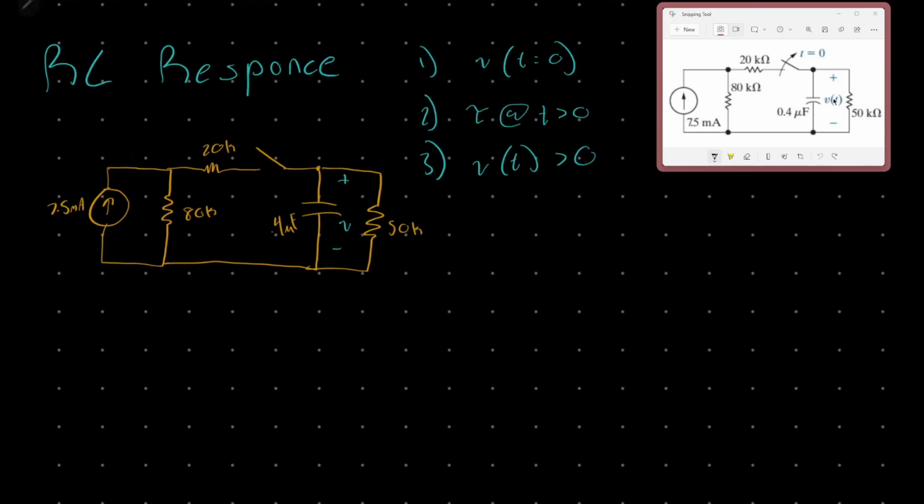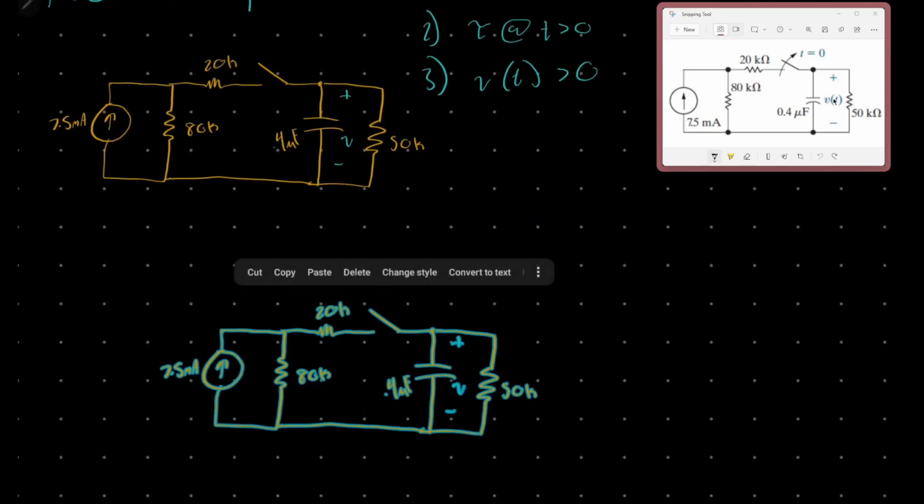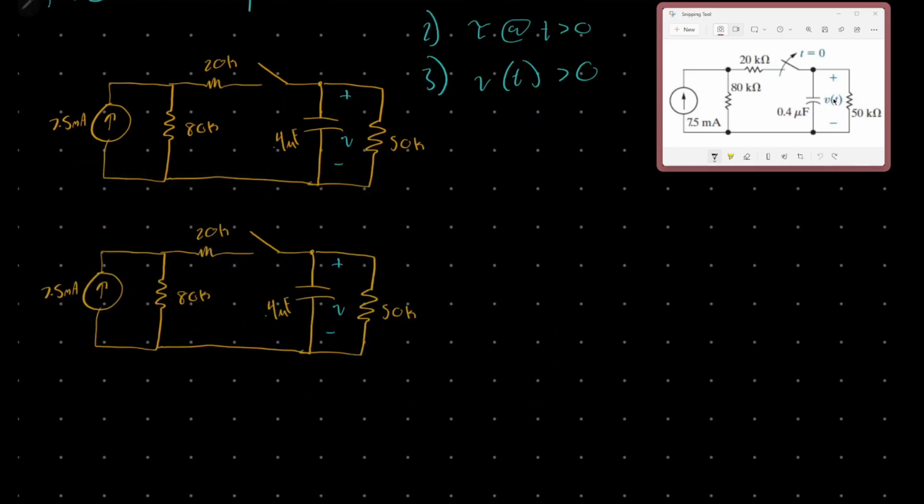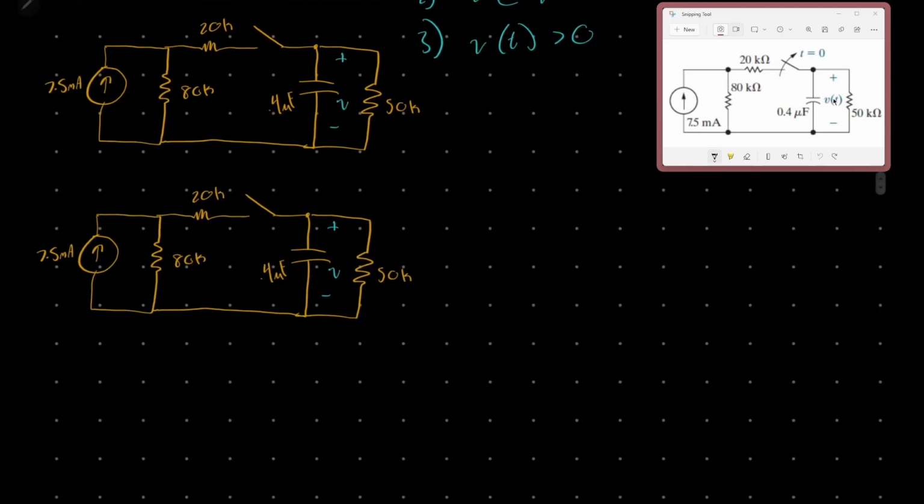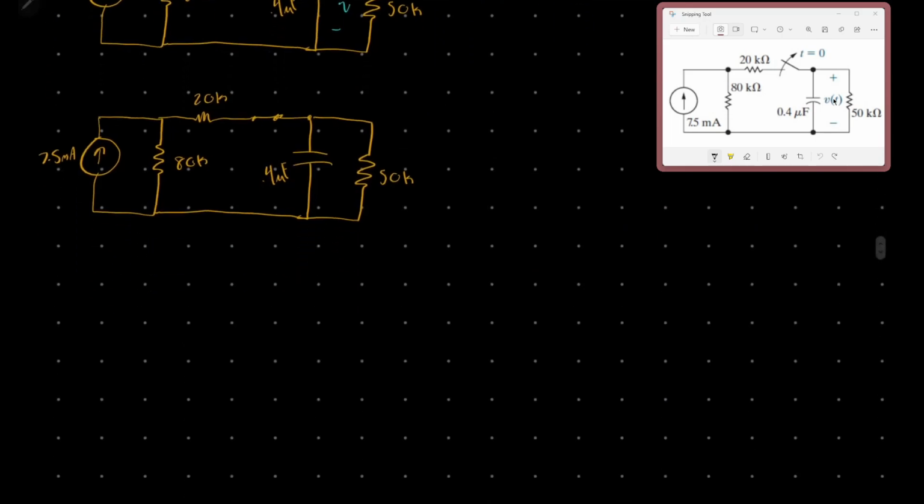So what we can do is start by redrawing the circuit with the switch closed and calculating the voltage charge that that capacitor is going to hold. So we'll first just close that switch. And then since this is a capacitor, one thing we want to remember is that we want to get this source to become a voltage source. So what we can do is a Thevenin source transformation.